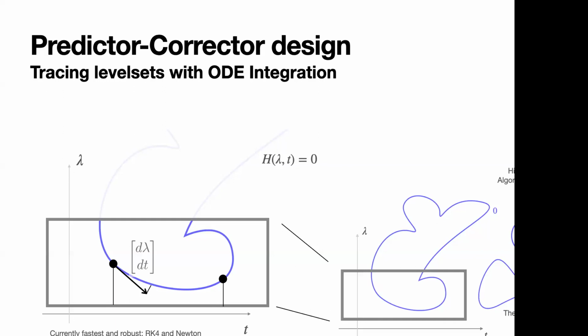Well, if I had some kind of equation for this blue curve, I could have just gone directly to the other one, but I don't. I only have a global equation, which is h of lambda t equal to 0, which gives me the function, the surface that intersects this plane.